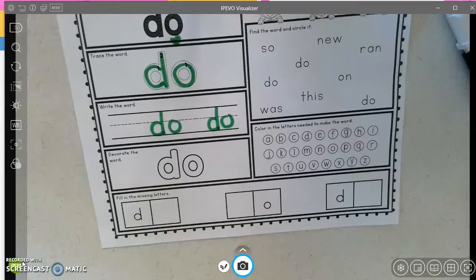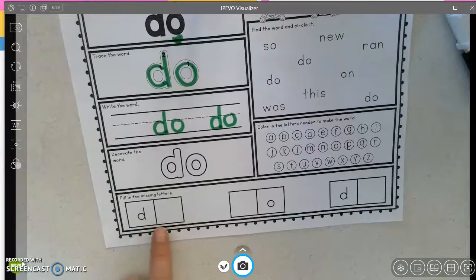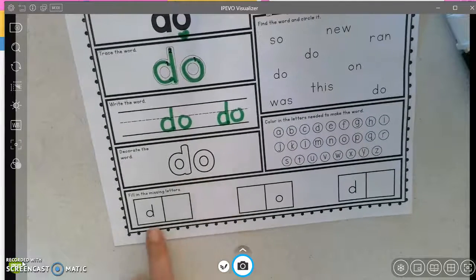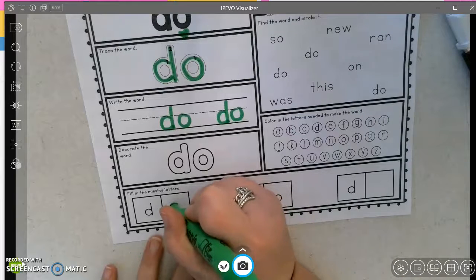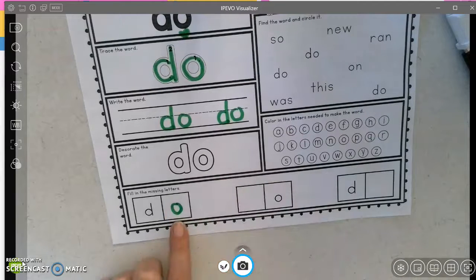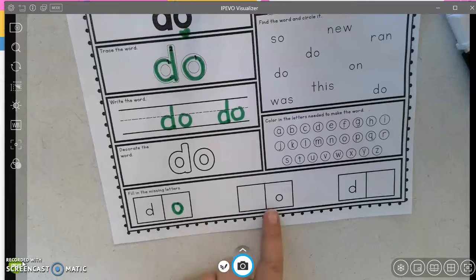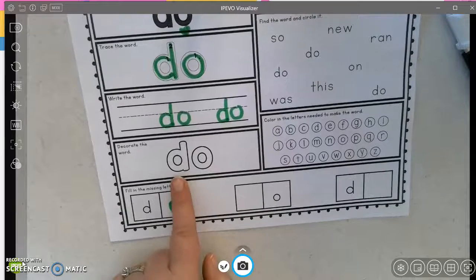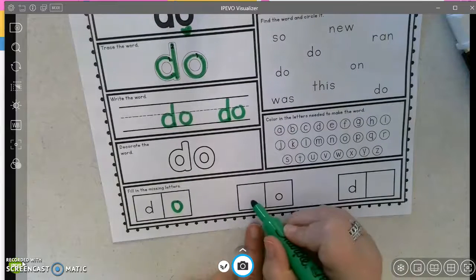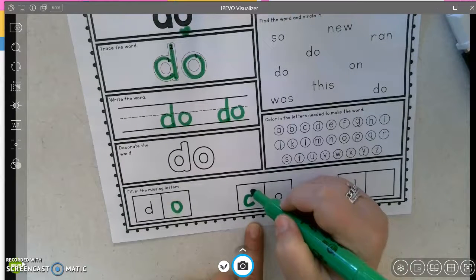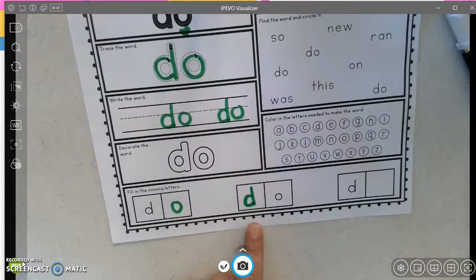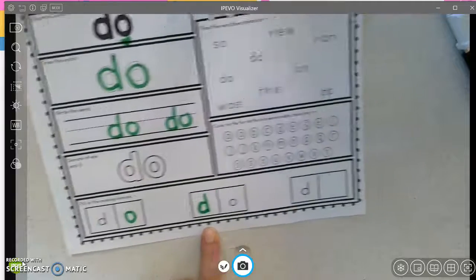Find the missing letters. Do. Which letter is missing, the D or the O? The O. So you are going to use your pencil and write an O. What letter is missing from this word do? The D. So we're going to practice starting in the middle, making a C, picking our pencil up, and making the big line down. Good job.